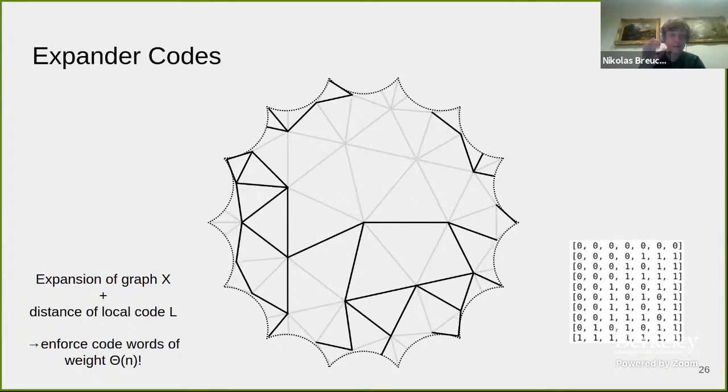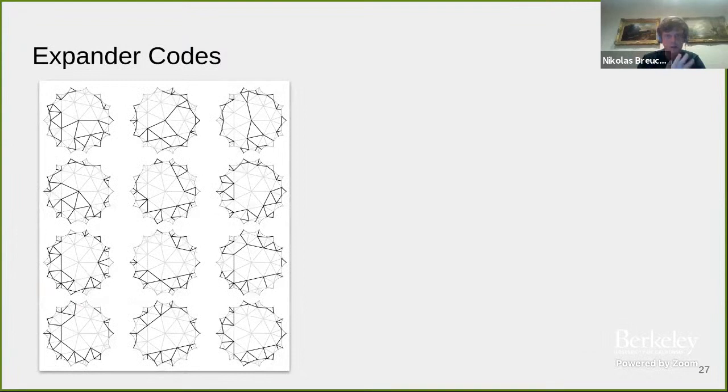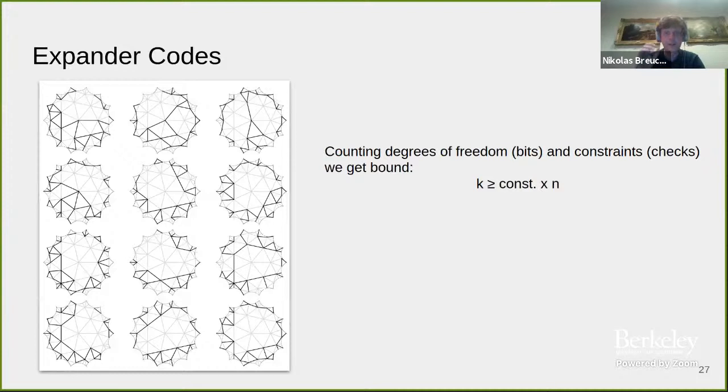So again, the expansion of the graph and the distance of the local code kind of conspire against me and force me to build code words of weight of order of the size of the total graph. So here are just all the code words of this code. Sorry, this is just a basis set. So this code encodes 12 bits. And by counting degrees of freedom, I can also show that when I do this, I always also get a linear rate.